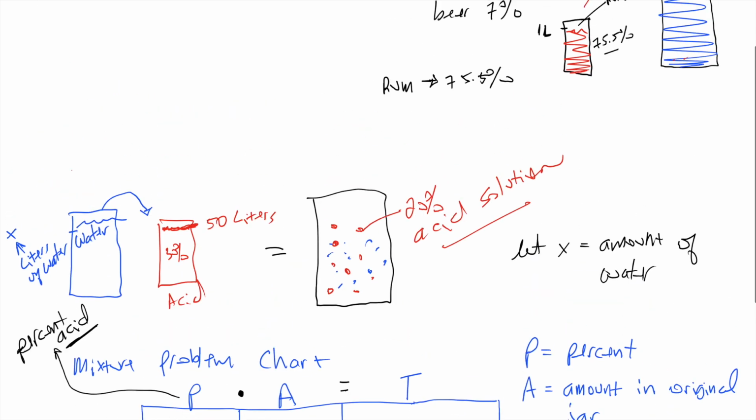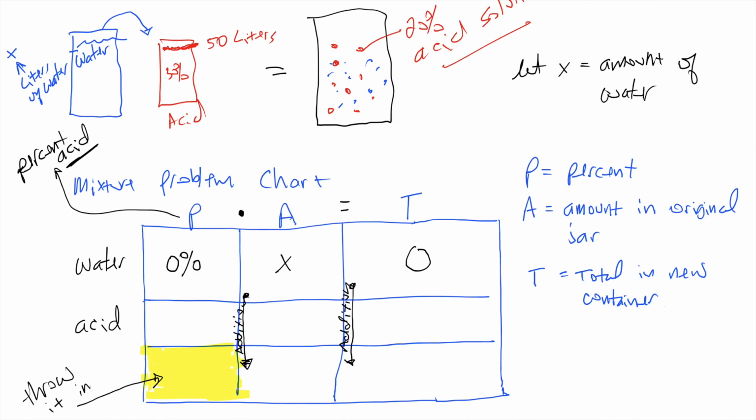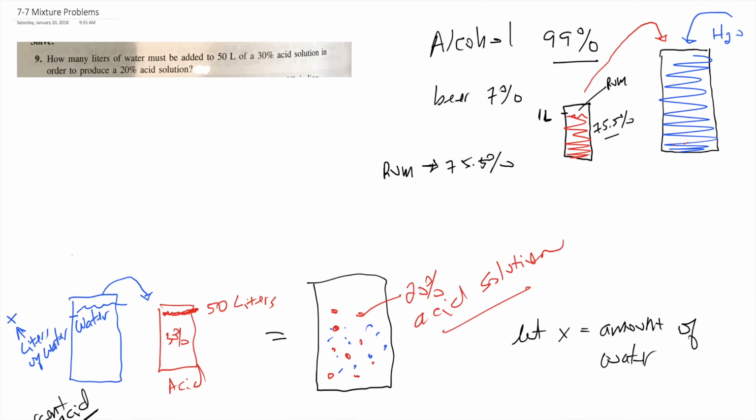Now, our acid in our original container. Let's see. How many liters of water must be added to 50 liters of 30% acid? All right, so 50 liters of 30% acid. So where do we put the 50 liters? And put the 30% in decimal. How many liters are in the original acid container? So here's the 50 liters, and it's made of 30% acid. Technically there's kind of water in there also, because it's not pure acid.